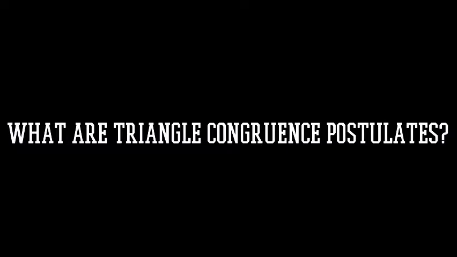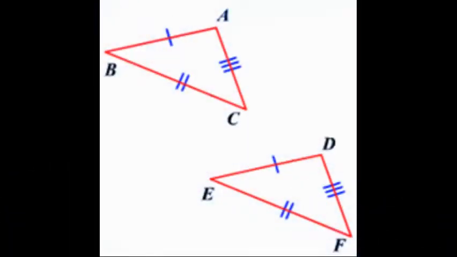Triangle congruence postulates are groups of common traits to look for in two triangles that show that they are congruent. There are 5 main postulates that you should know. Side, side, side, or SSS for short, means that all 3 sides of one triangle are congruent to another one.